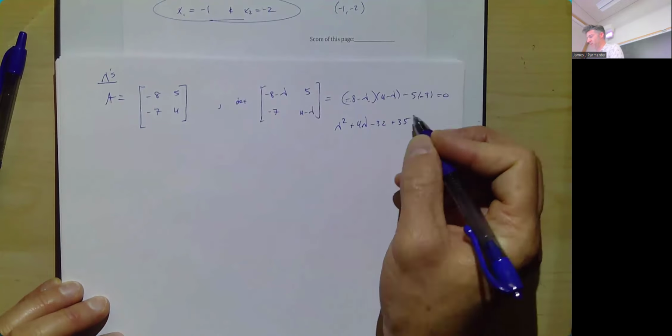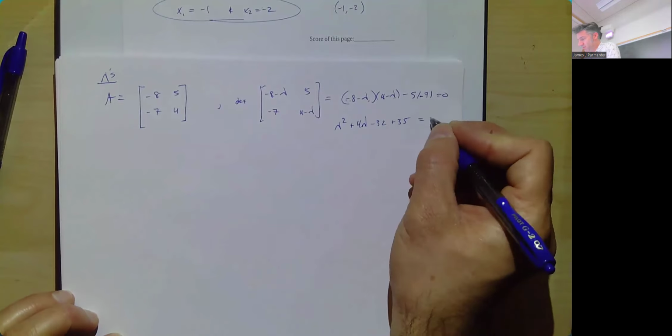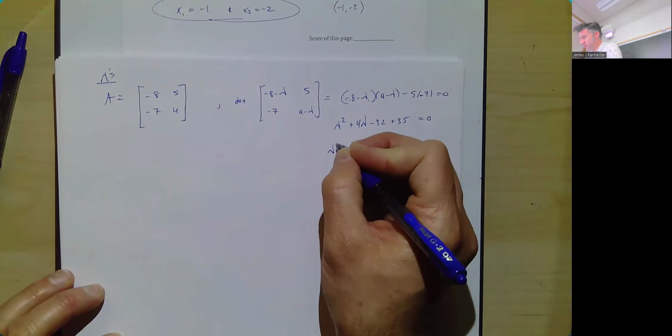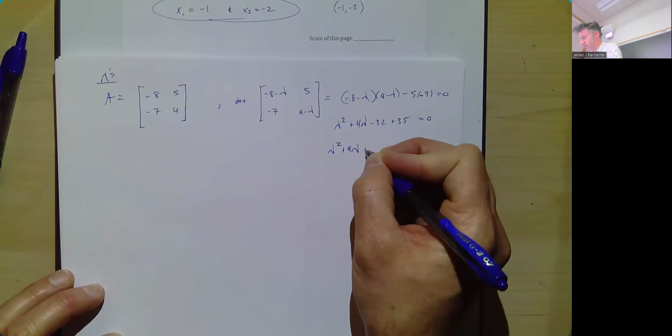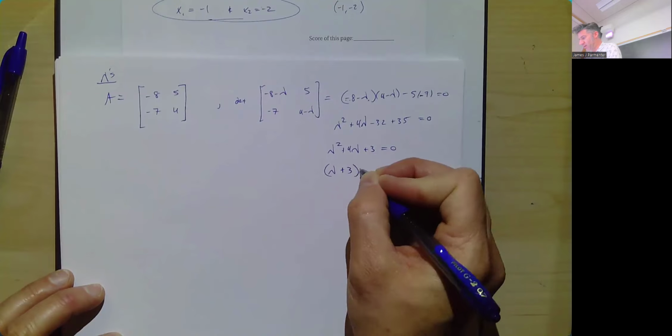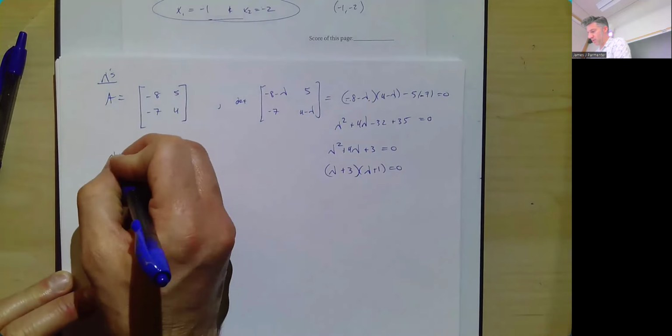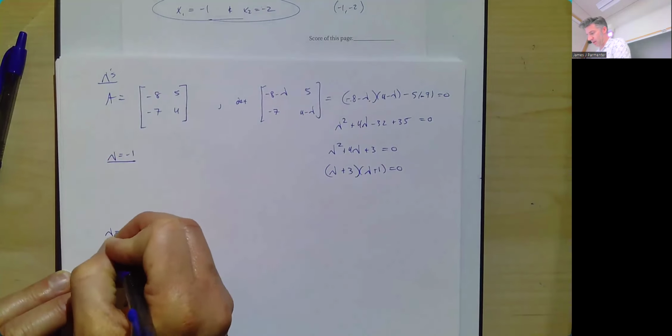I should have already known this was going to be a plus 3 over here, because I already knew the determinant was positive 3. This is going to end up being lambda squared plus 4 lambda plus 3 equal to 0. And yay, it factors: lambda plus 3 times lambda plus 1 equal to 0. So we're going to get lambda equal to -1 and lambda equal to -3.